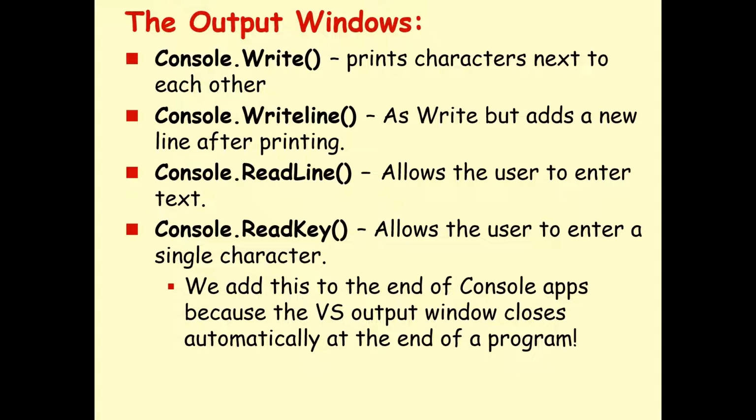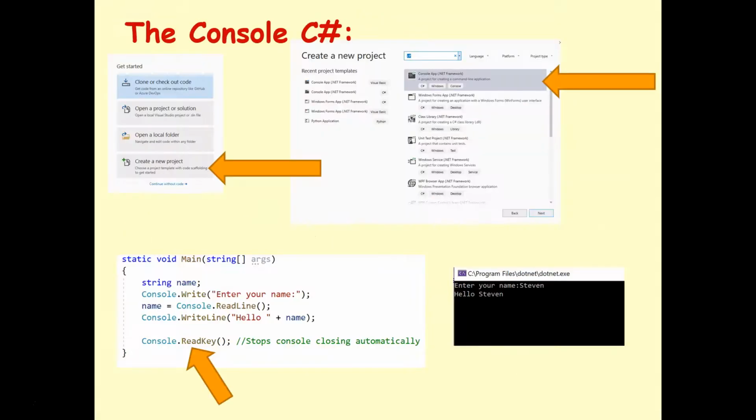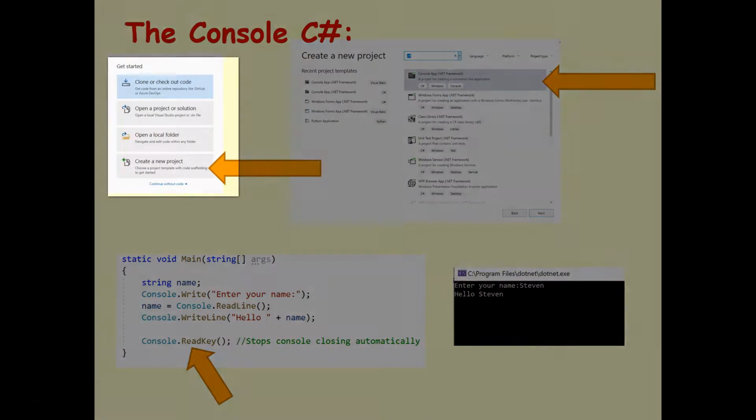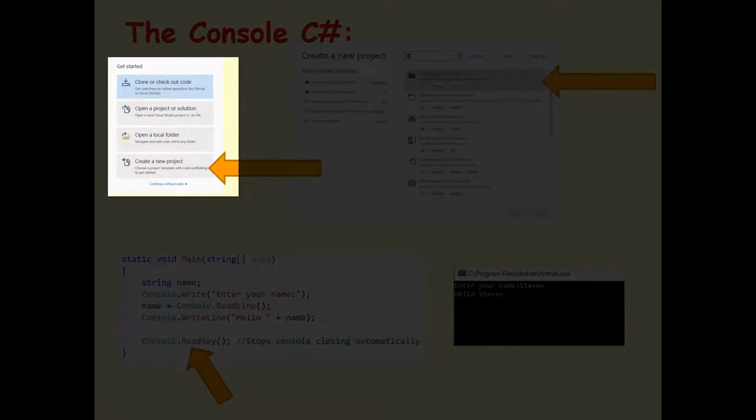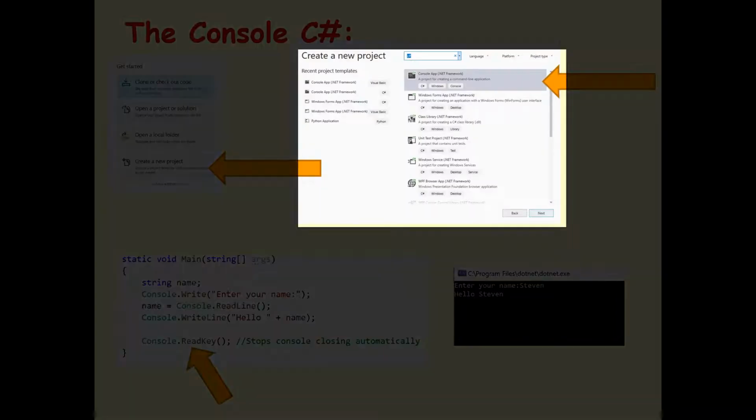Console.readKey is quite important for us because when you're using the kind of built-in output window of Visual Studio, once it finishes running the program, Visual Studio just closes the window. So if you want it to stay open so you can see the last line of output or whatever, just include console.readKey at the end, and then the console won't close until you press that key at the end.